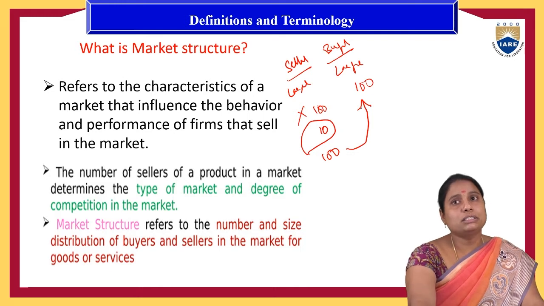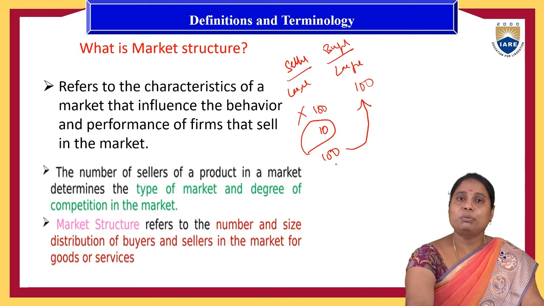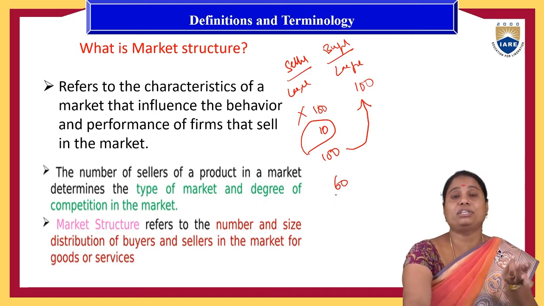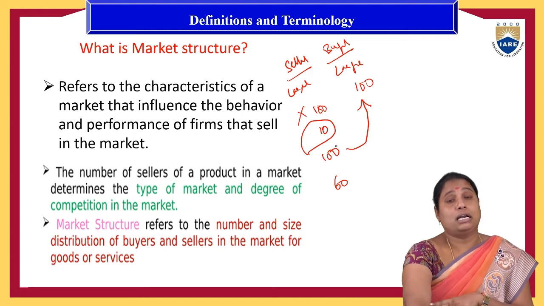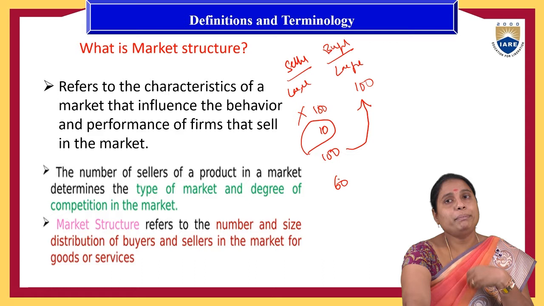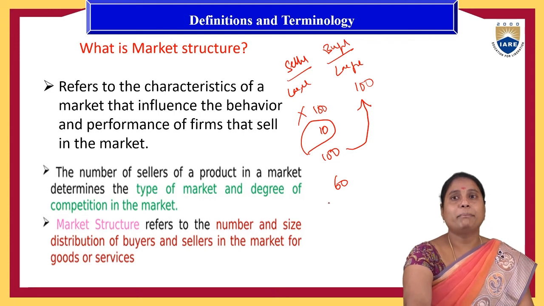If the buyers are 100 and the sellers are 10, but the products available with these sellers are only 60, then there is an imperfect situation. The need is 100, but the availability is only 60. So the competition will be more among the buyers. That is called an imperfect competitive market.